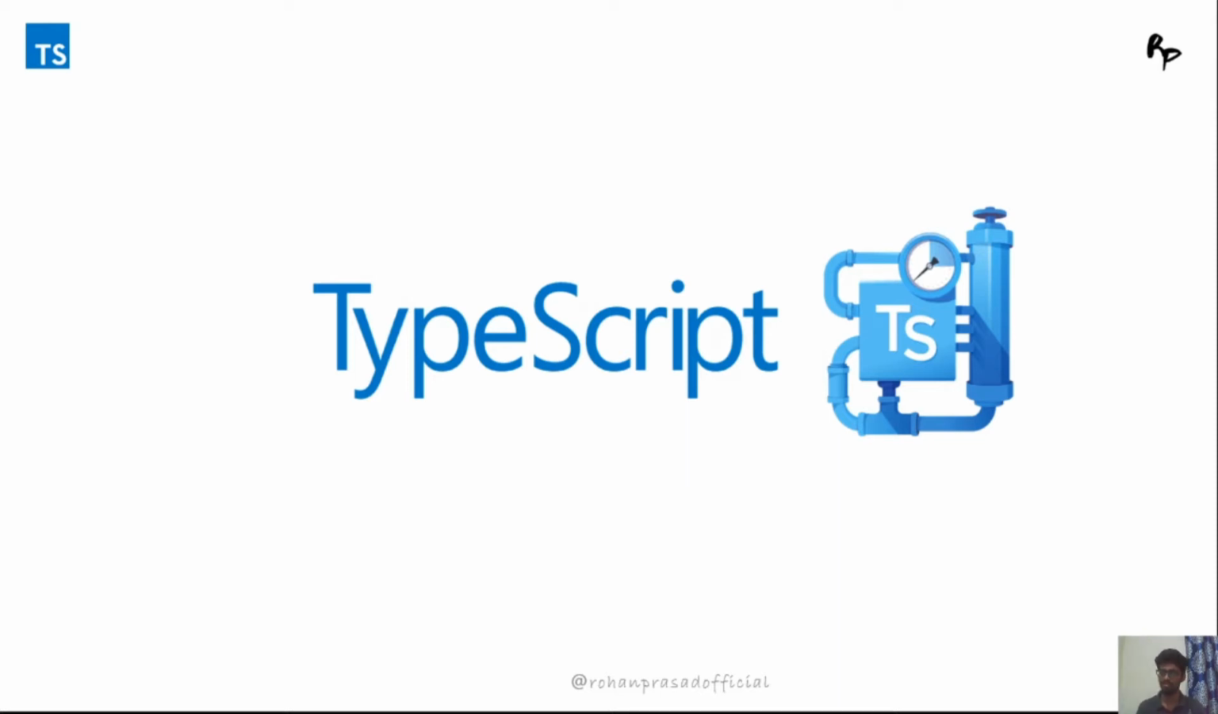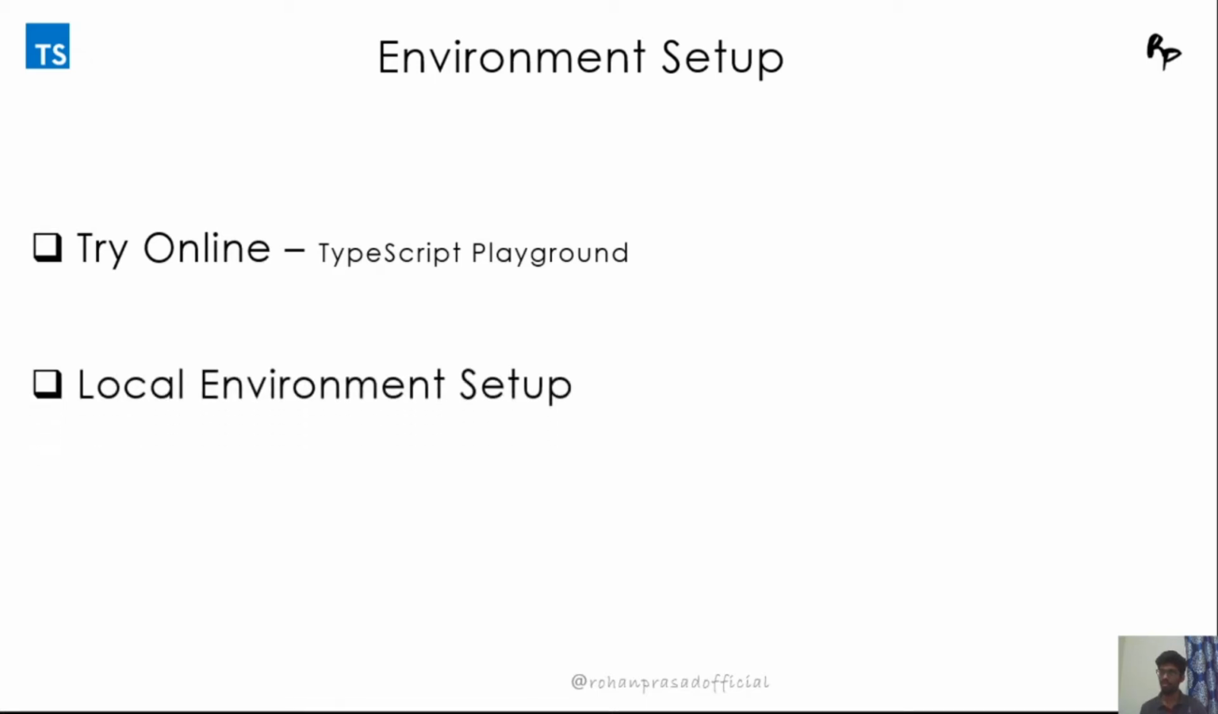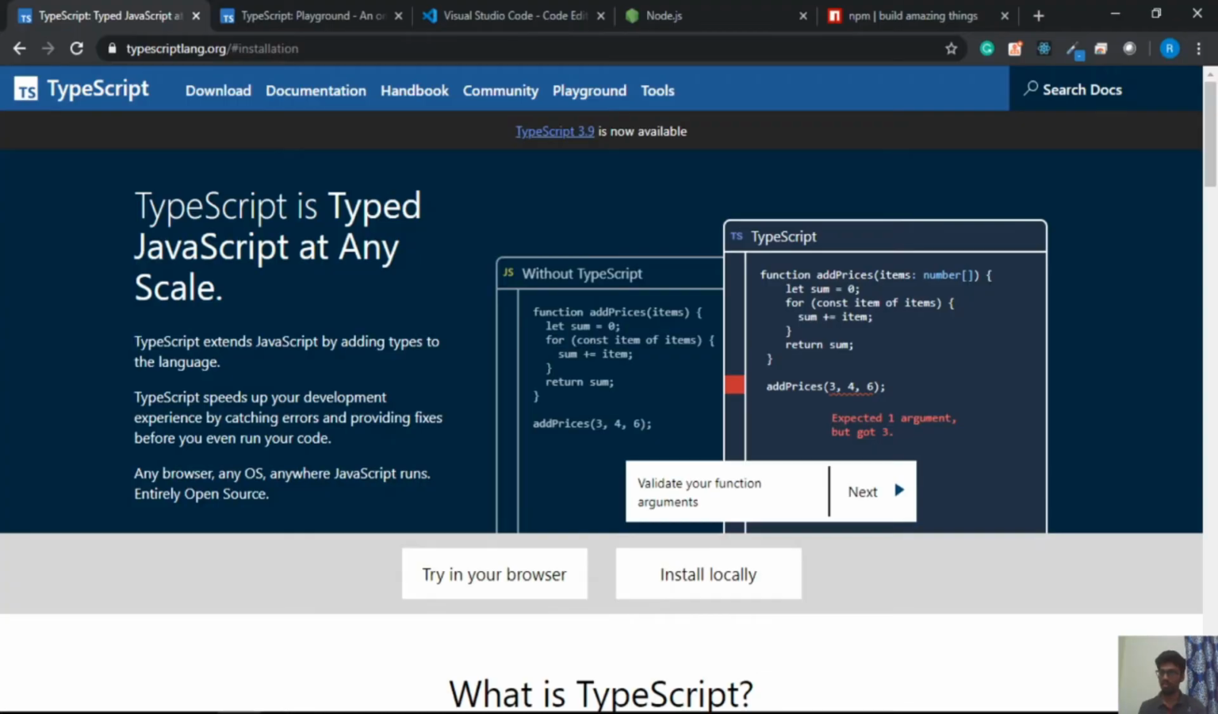So let's get started. Let's look at the various resources we have. For an environment for executing or transpiling TypeScript code, we can have various options, but the two major options we are going to look at are an online method that the TypeScript official site provides, and a local environment setup. So let me bring you the online one.